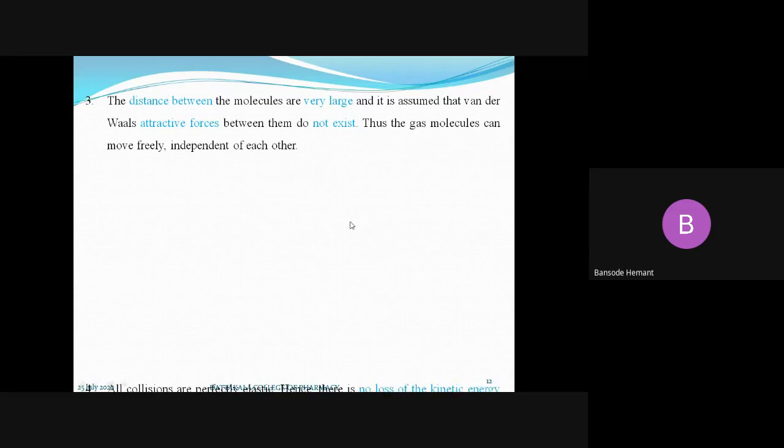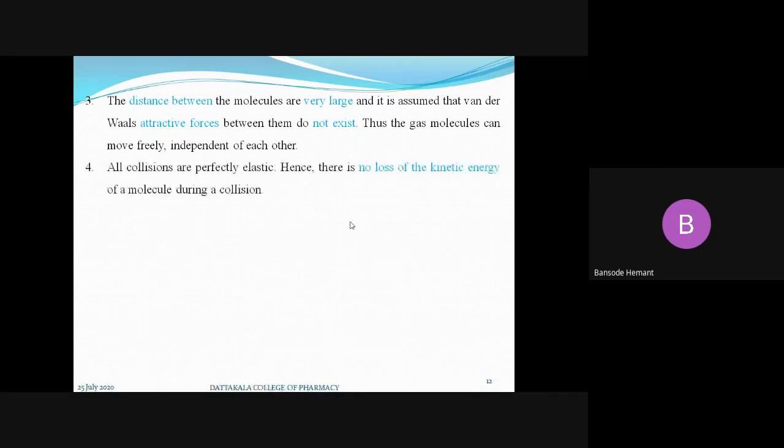The next assumption of the kinetic molecular theory of gases is that all collisions are perfectly elastic. Hence, there is no loss of kinetic energy of a molecule during collisions. The collisions take place in an elastic way; they are not plastic or of any other type. Why elastic? The molecules are ready to change their directions, and as they change direction easily, there is no need to utilize more energy. The work is done easily.